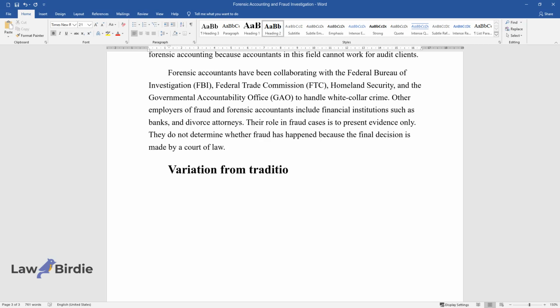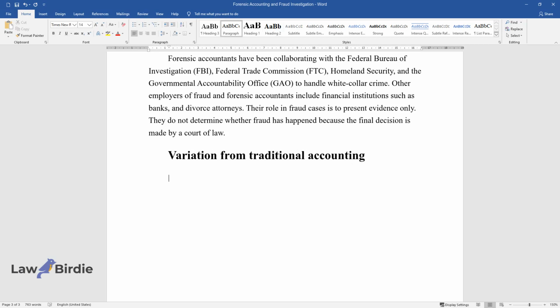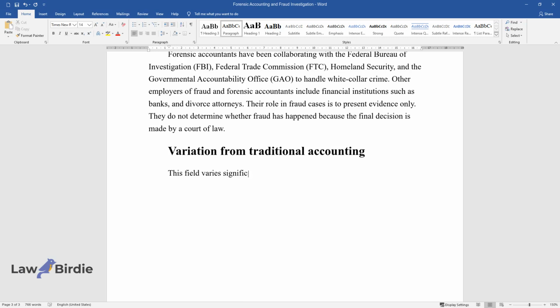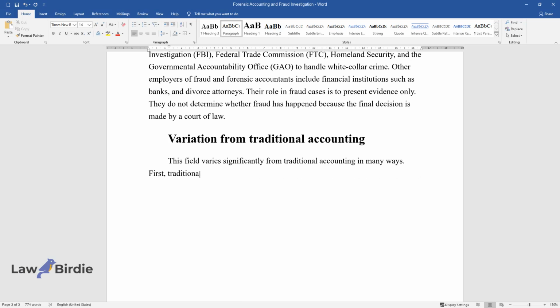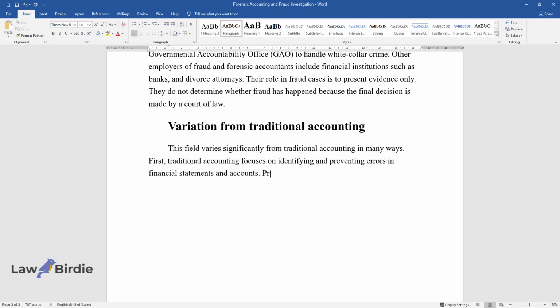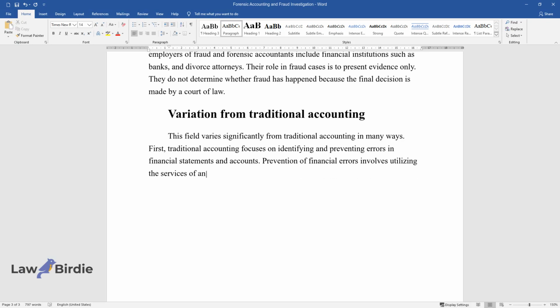Variation from traditional accounting. This field varies significantly from traditional accounting in many ways. First, traditional accounting focuses on identifying and preventing errors in financial statements and accounts. Prevention of financial errors involves utilizing the services of an internal control system. They identify errors by sampling financial transactions.